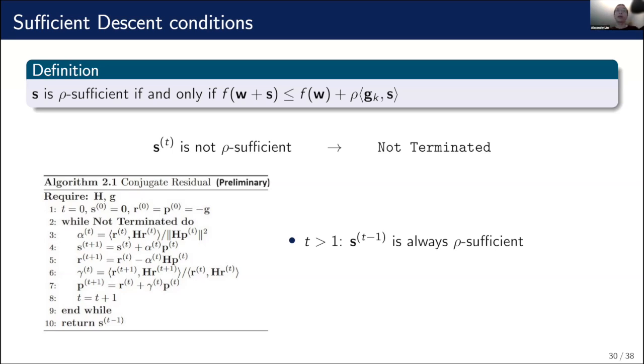So for t greater than 1, if you keep iterating, and you hit the ST being not rho sufficient, then you can retreat back and return that ST minus 1 as your update direction. Now, if t equals 1, meaning that for the very first iterate, you already hit S1 being not rho sufficient, then you use that as a gradient step and you retreat back to the backtracking line search. Okay, that will be just the common backtracking line search that we're all familiar with.